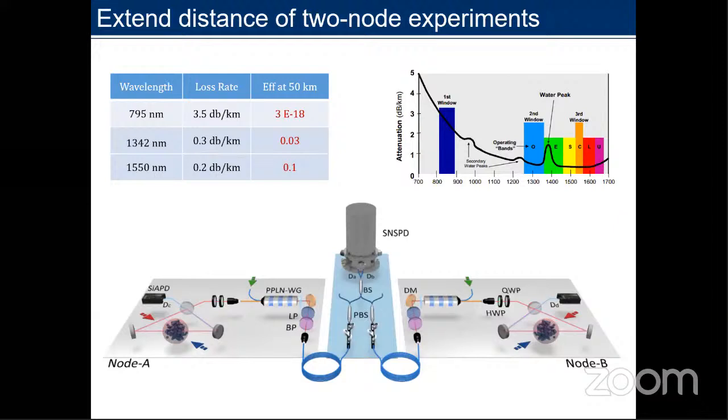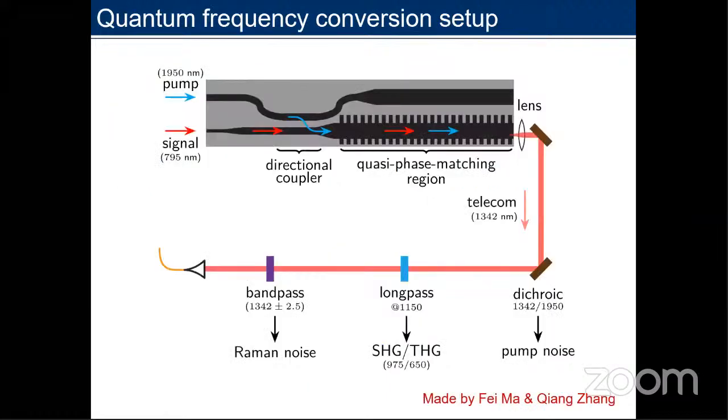To extend the distance of 2-node experiments, there's another problem to solve. The photon wavelength of our setup is 795 nanometers. For this wavelength, the loss rate is very high, around 3.5 dB per kilometer, which allows a maximum 2-node separation of several kilometers. To extend the distance into the regime of several tens of kilometers, it is necessary to shift the wavelength into one of the telecom bands. There are several approaches to do quantum frequency conversion, such as 4-wave mixing or DFG. In our experiment, we make use of DFG in a PPLN waveguide.